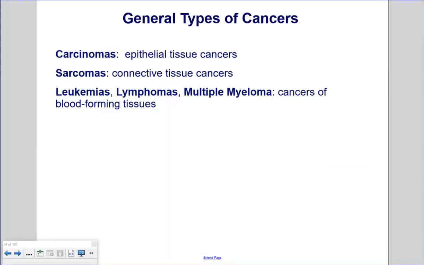General types of cancers. Carcinomas are epithelial tissue cancers. Epithelial tissue, that's an anatomy term. Epithelial means surface coverings, which includes skin or coverings of organs. And sarcomas are connective tissue cancers. Connective tissue is what the word implies. It's tissue that connects organs together and provides support for other tissues. And leukemias, lymphomas, and multiple myeloma are cancers of blood-forming tissues.